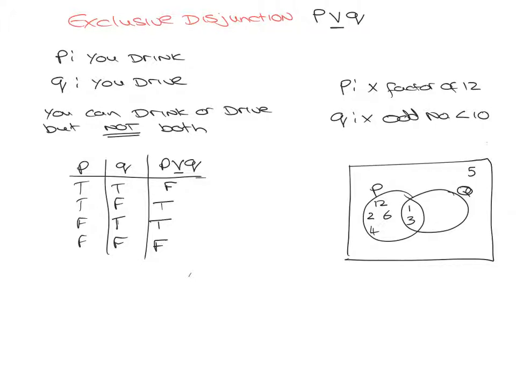6 we've already covered, so there's all the factors of 12. So looking at all the other odd numbers less than 10, sorry, I correct that. 5 should be in there, so 1's already covered, 3's covered, 5 is an odd number less than 10, 7 is an odd number less than 10 that's not a factor of 12, and 9 is an odd number less than 10. So the area covered by the exclusive disjunction is anything that's in P but not in Q, and similarly anything that's in Q but not in P. So it's just this area, not the overlap.